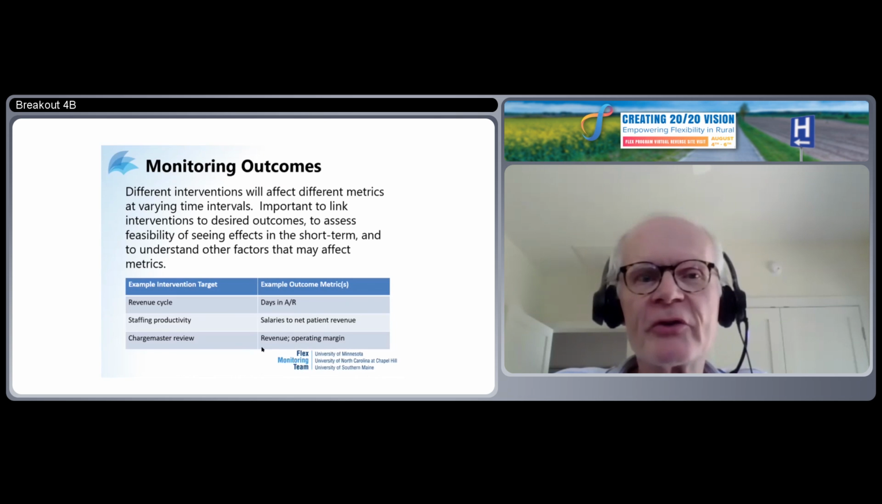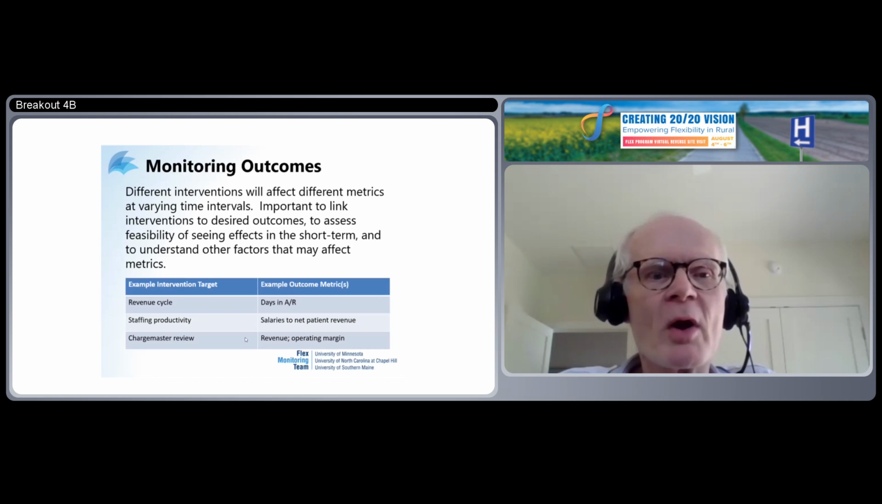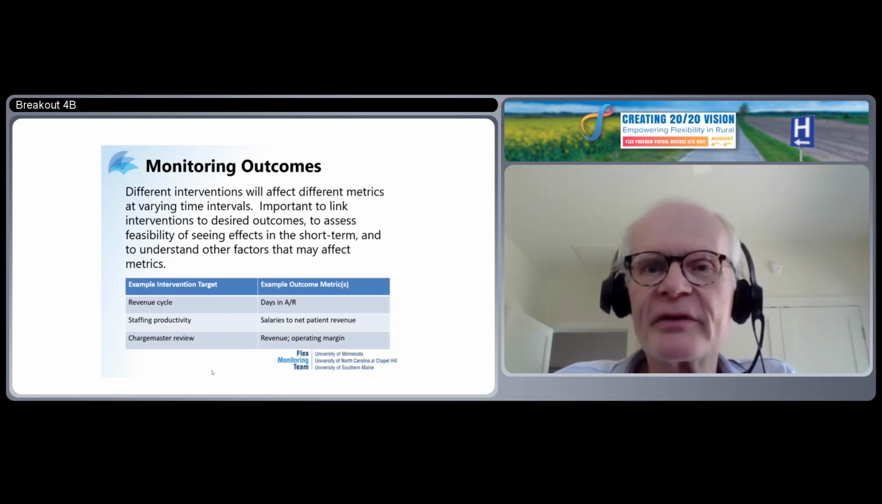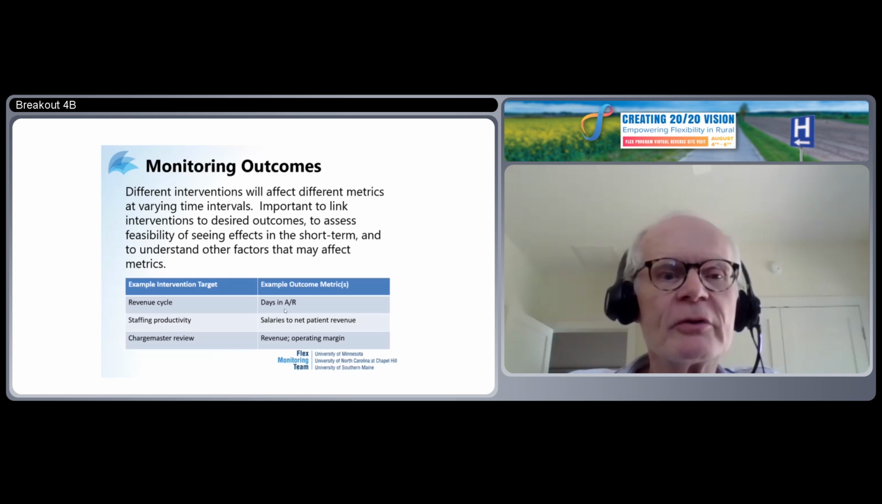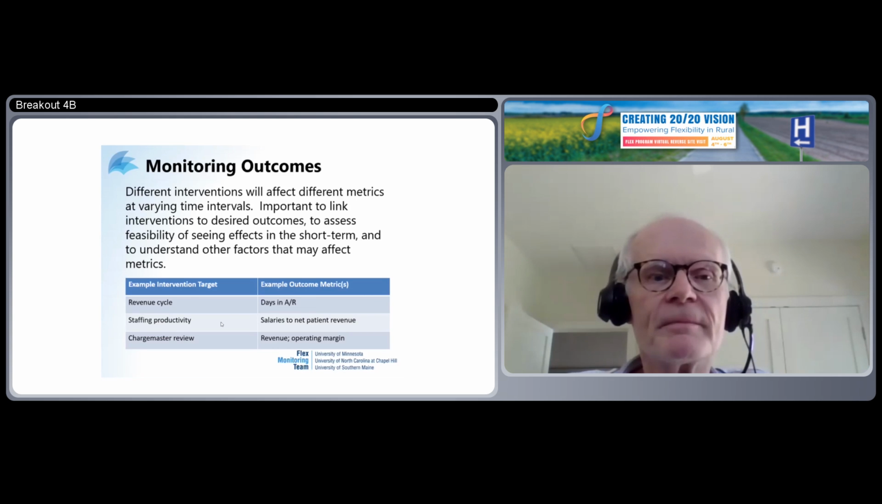Different kinds of interventions will affect different metrics. So if you're doing revenue cycle, you probably want to look at days in AR. If you've got staffing issues, you may want to look at salaries to revenue, and then chargemaster review will affect revenue and so on as well.